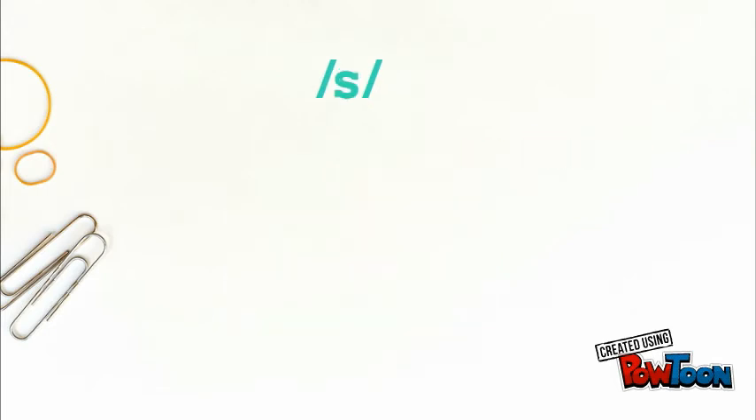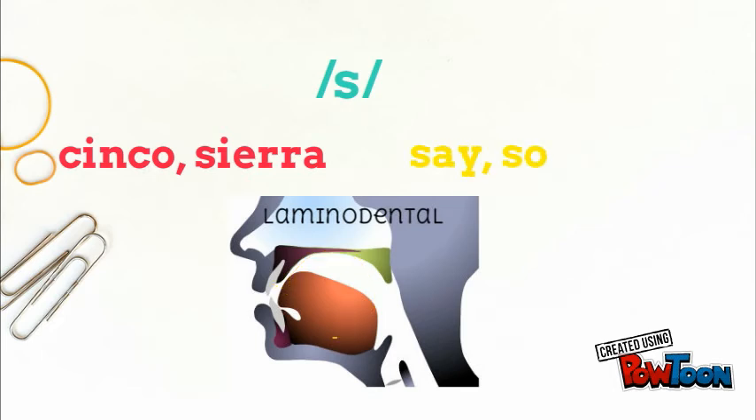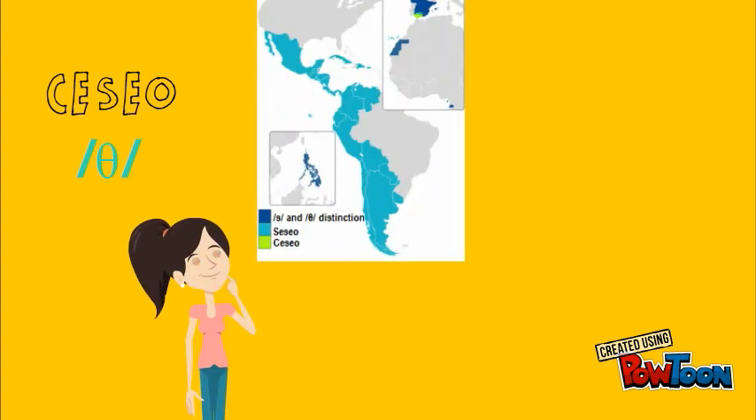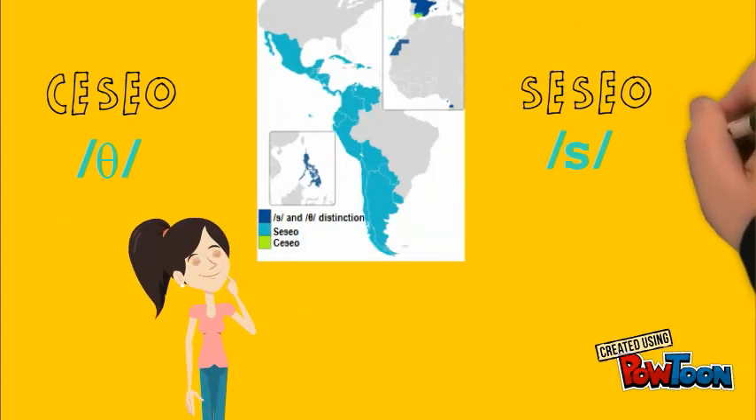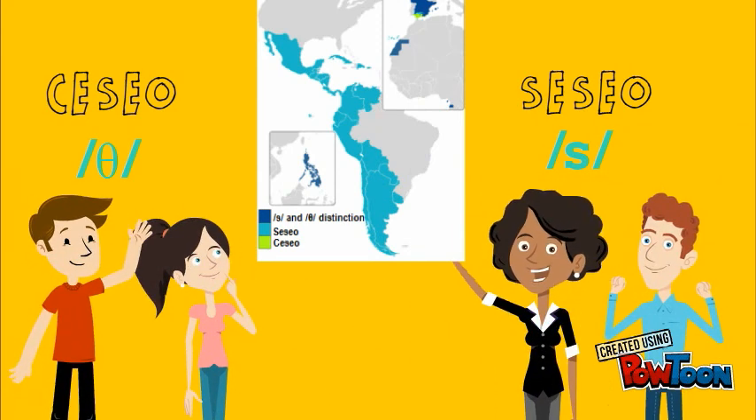This is the s that English speakers typically use. The blade of the tongue is in light contact with the alveolar ridge and forms a back-to-front groove against it. Air is forced through this little groove, resulting in hissiness. Cinco, sierra, say, soup. Th is not distinguished from s in any part of Spanish America. Laminoalveolar s is found in most of Spanish America, Central Andalusia, and among some Castilians.